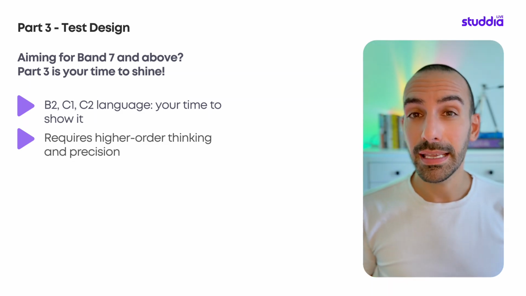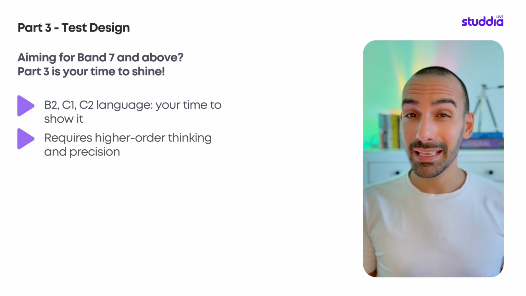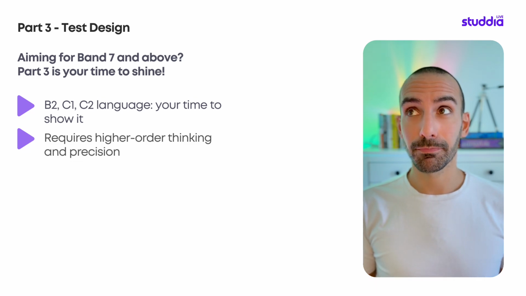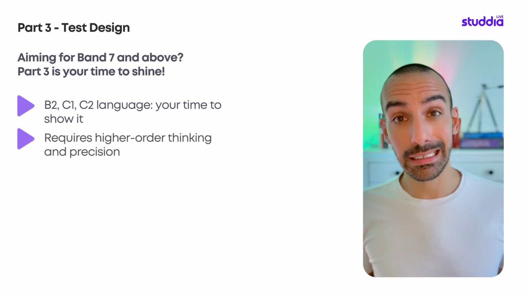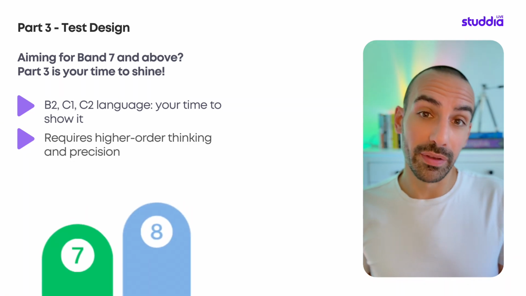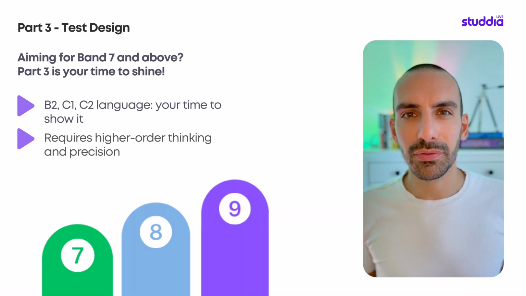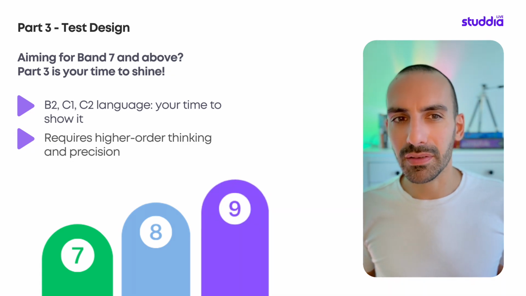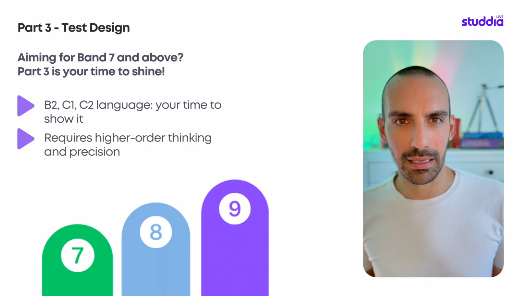Part 3 of the speaking test is designed to give you space to demonstrate your ability to use advanced English and to think critically about more complex topics. While obviously everyone gets these questions, they're especially important for students aiming for higher bands because this is where the test starts to measure high level language and higher order thinking skills.